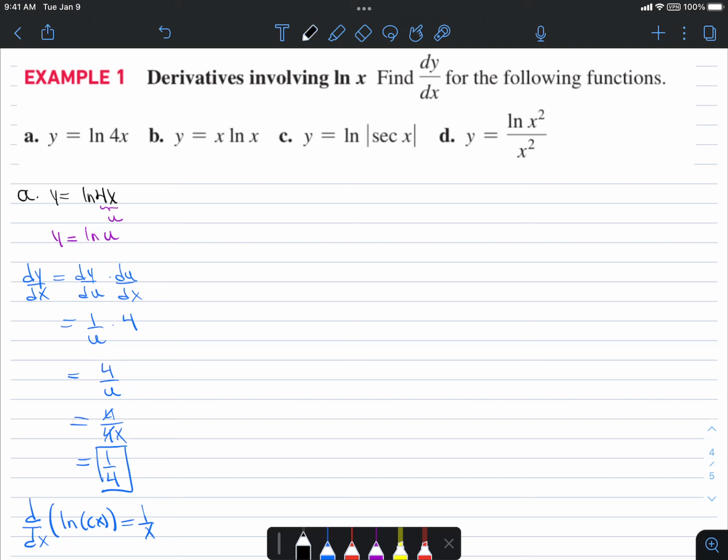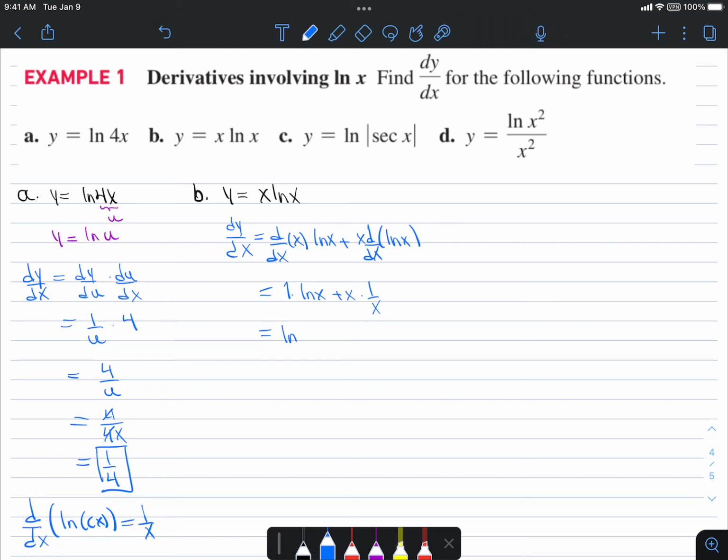Now b. To begin that one, you have to use the product rule. So the product rule will say that dy dx is the derivative of the first, so the derivative of x, times ln x plus x, the derivative of ln x. So that's 1 times ln x plus x times 1 over x.